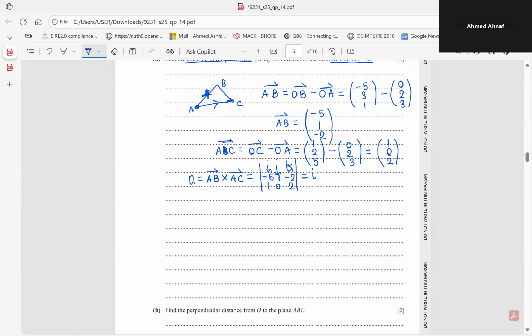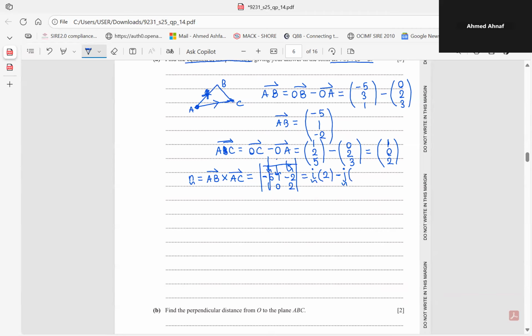Okay, so first of all, to find the I component, you cover up the rows and columns which have I in them. So it's basically this row and this row. And then you find the determinant of the remaining components. So 1, minus 2, 0, 2. So just cross multiply. So 1 times 2, that's 2. And then you minus the other cross multiplying product. So minus minus 2 times 0, that's 0. So 2 minus 0, you would get 2.